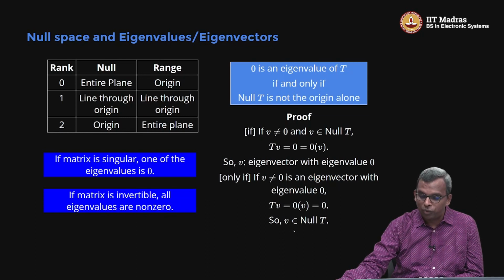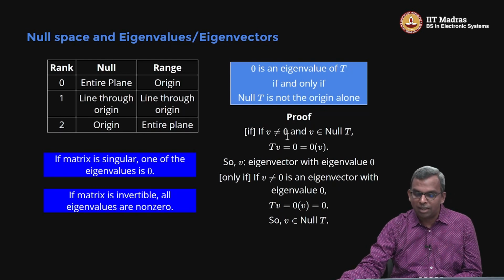Okay, so the proof is given here. I don't want to go through it. It's quite simple. You can show that if null has a non-zero vector, then that vector is an eigenvector of T with eigenvalue 0. Okay, so it's quite easy to see, right? If v is not 0 and v is in the null space of T, Tv is 0, but 0 is also 0 times v, so 0 becomes an eigenvalue.